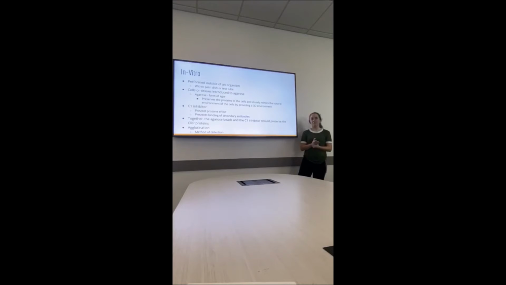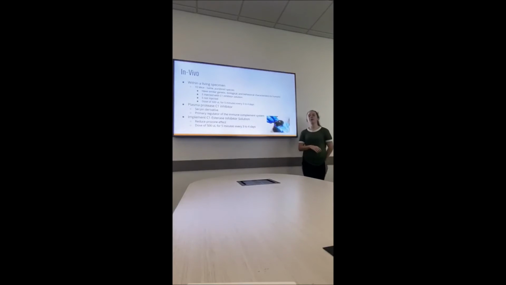Now, our in vivo experiment will be performed within a living specimen. For this, we chose 10 mice, all of them being the same purebred species. We chose mice because they closely resemble humans more than other animals when it comes to similar genetic, biological, and behavioral characteristics. We will have 5 of them injected with C1 inhibitor solution and 5 of them not injected.